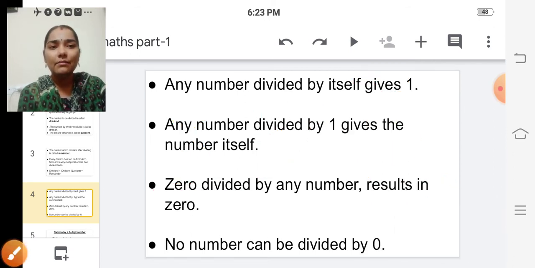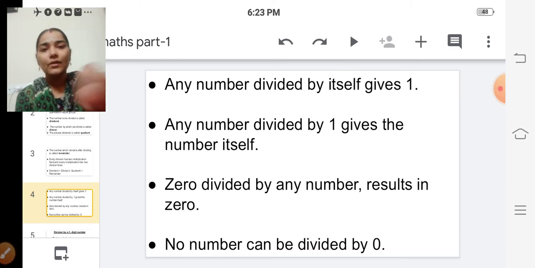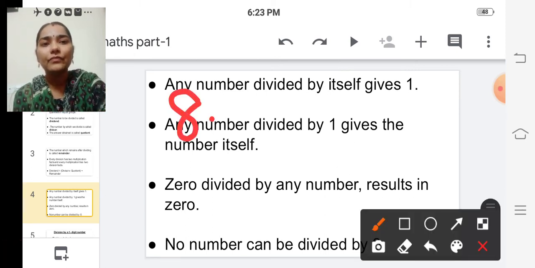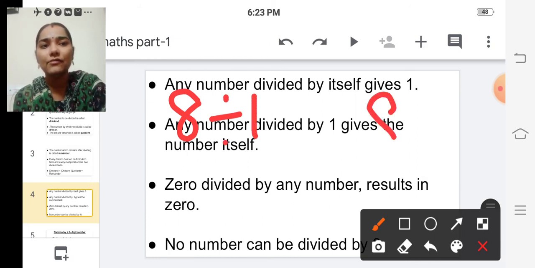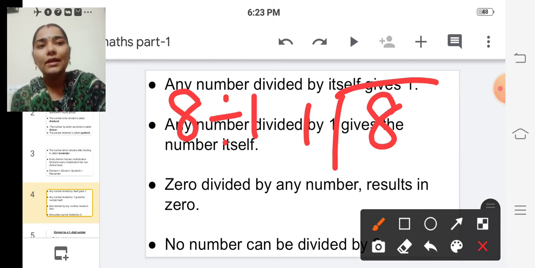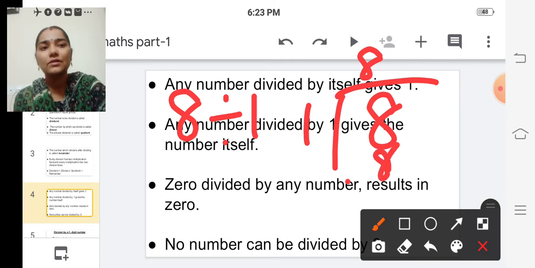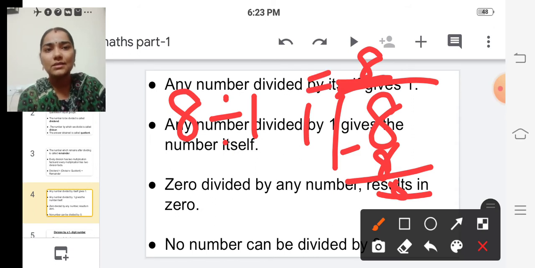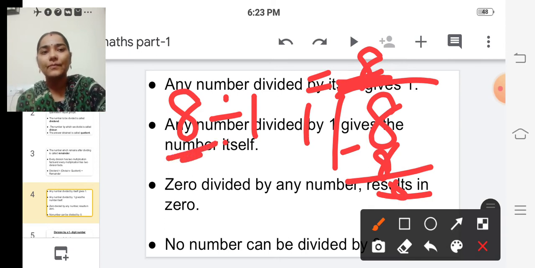Next one. Any number divided by 1 gives the number itself. So 8 divided by 1. Definitely 8 is greater than 1, so we can divide. 8 ones are 8, and the remainder is 0. So we get the same number. Any number divided by 1 gives the number itself. We get the same 8, isn't it?